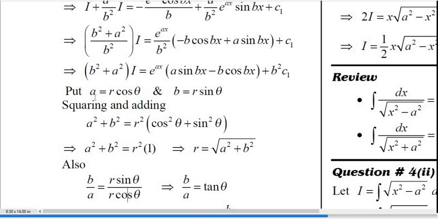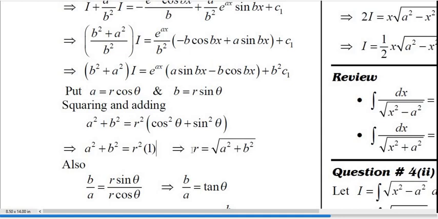Okay, put a is equal to r cos theta, this a is equal to r cos theta and this b is equal to r sin theta. Squaring and adding these two terms, a square plus b square is equal to r square cos square theta plus r square sin square theta. Taking r square common, we know that cos square theta plus sin square theta is equal to 1. A square plus b square is equal to r square.